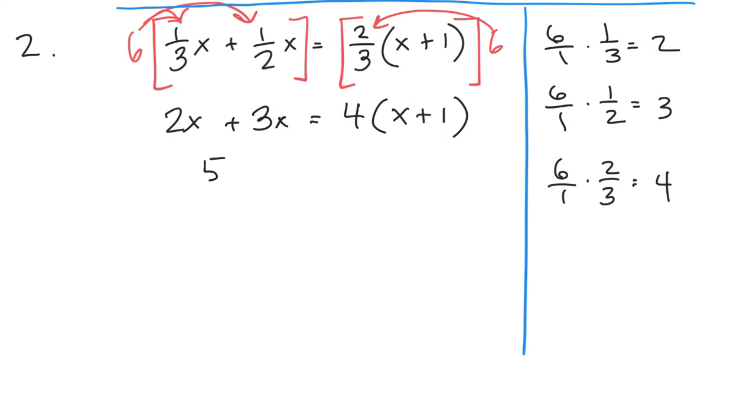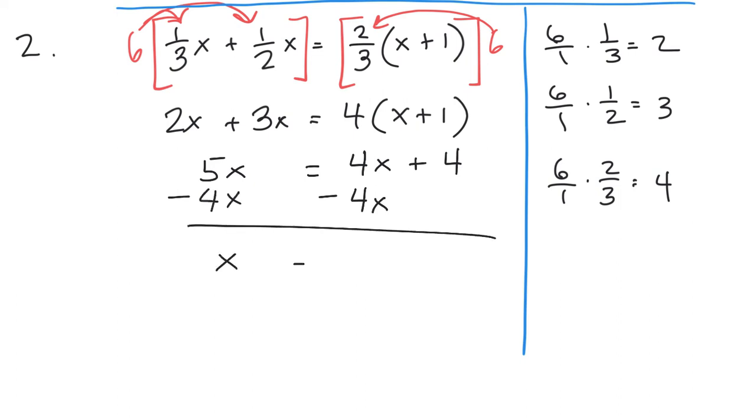So now when I continue to simplify, I'm only dealing with integers, which make things much easier because they are all whole numbers. And I can continue my solving process, and I'm left with x is equal to 4.